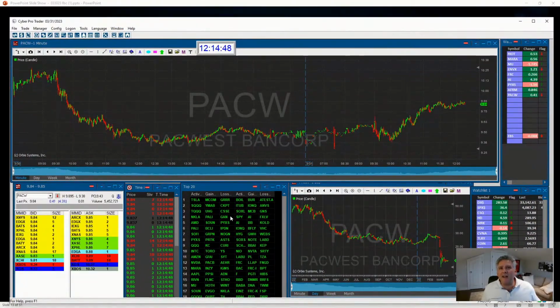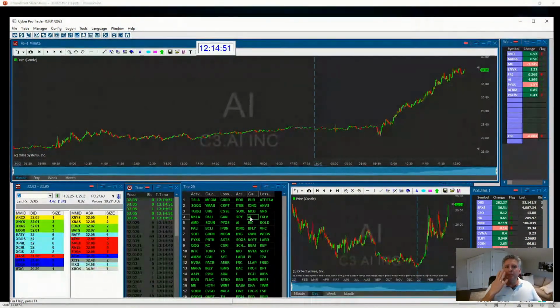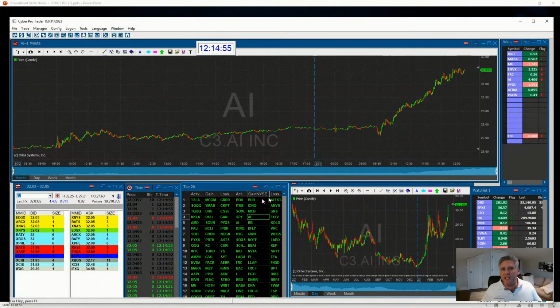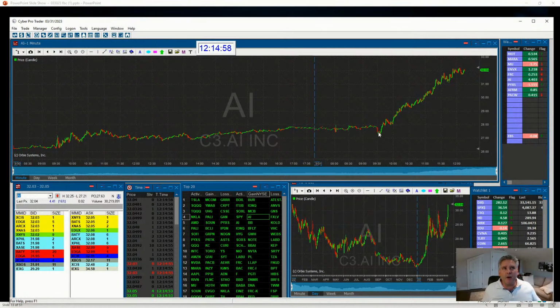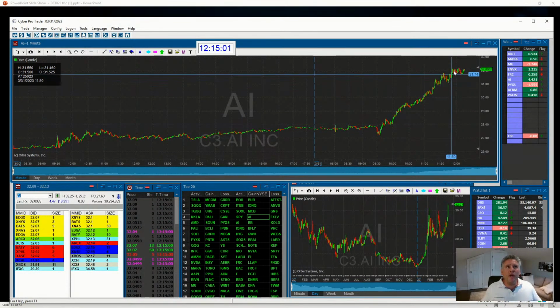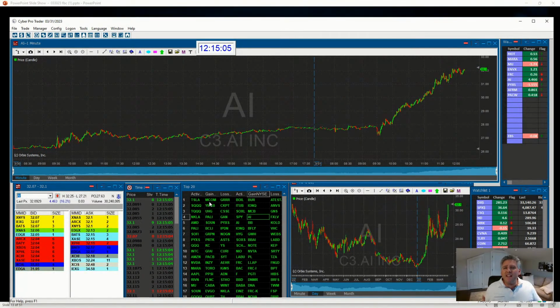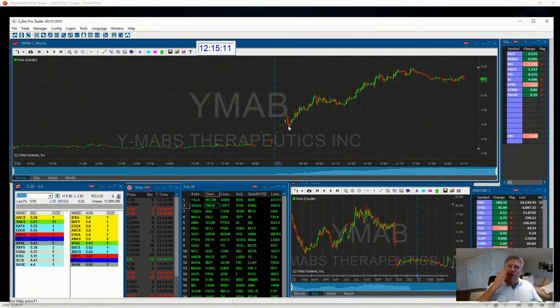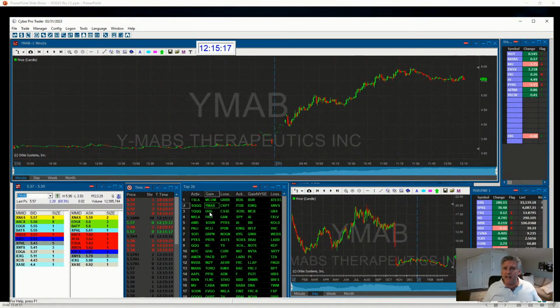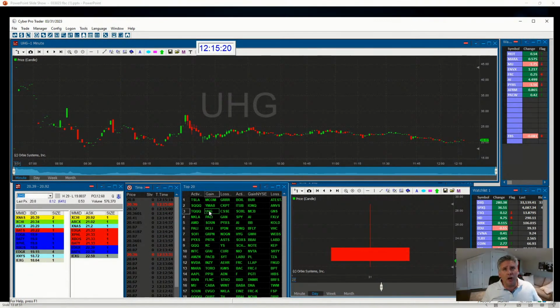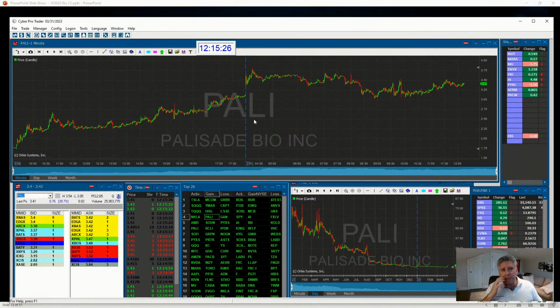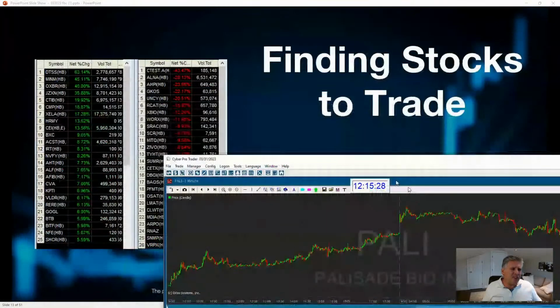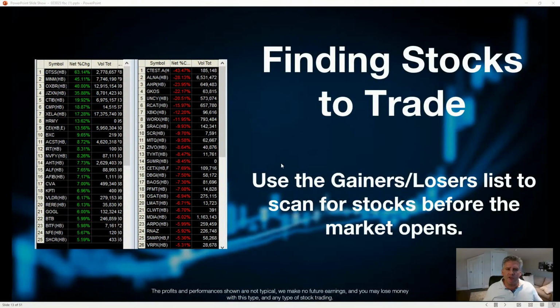All right, AI right now is the 4th biggest percentage gainer on the New York Stock Exchange. See the gainer here? 4th biggest. Look at what the stock did today, $28 all the way to 32. These are the things that we trade. Things like YMAB. This stock went from $4 to $6 in an hour and a half. These are all the stocks that are big percentage gainers. Now, granted, there are a lot of stocks out there like UHG that I wouldn't trade, even though it's the biggest. We'll talk about this. Pally was actually a pretty good stock. This one moved yesterday. But the thing is this: we only work off our big percentage gainers and losers.